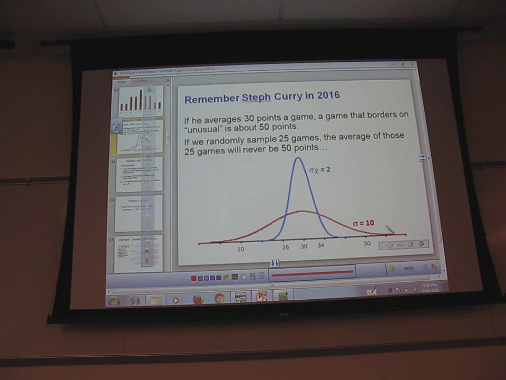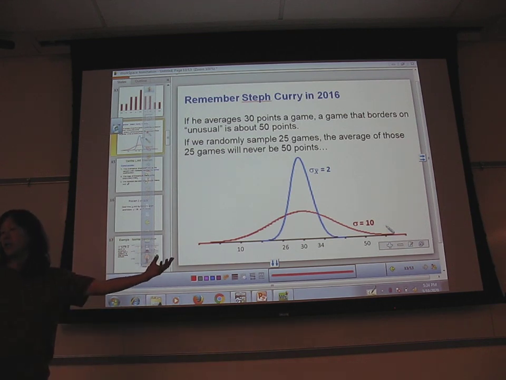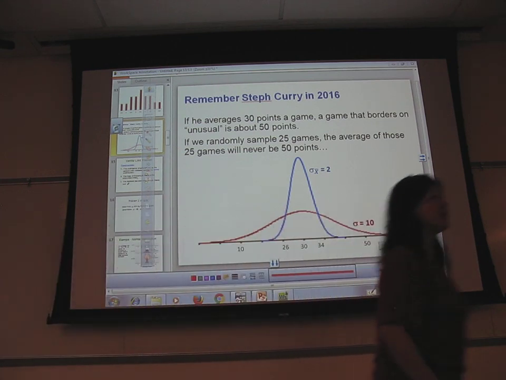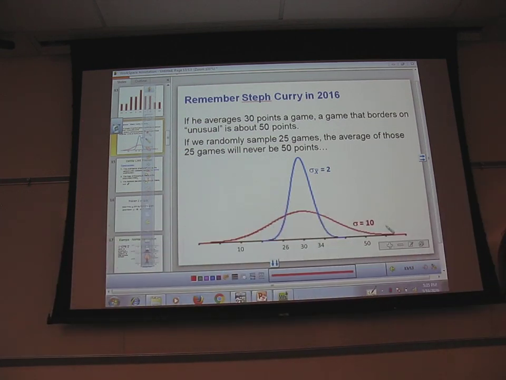Remember Steph Curry's 2016, if he averages 30 points a game, that borders on unusual is about 50 points. If we randomly sample 25 games, the average of those 25 games will never be 50 points. Right? I could pick one game of his randomly, and I might get a 50-point game. You might say, okay, that could happen. Right? But I'm not going to take an average of 25 of his games and say, oh yeah, the average of 25 of his games is 50 points.